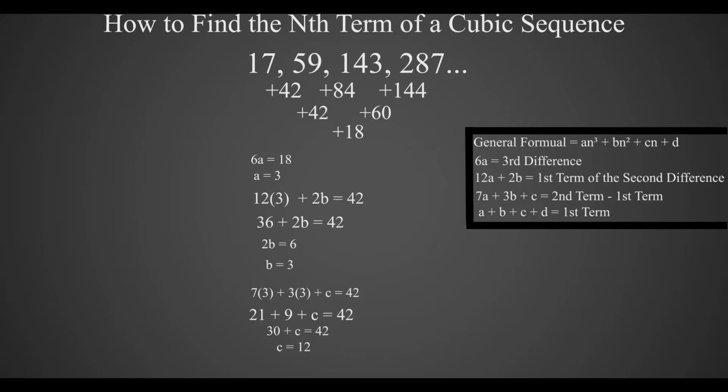So we need to substitute the values for our final formula, which is a plus b plus c plus d, the first term, which is 17. So we get 3 plus 3 plus 12 plus d is 17, which means that 18 plus d is 17, which means that d is equal to negative 1. And if we substitute all of our values into our general formula, we get 3n cubed plus 3n squared plus 12n minus 1.